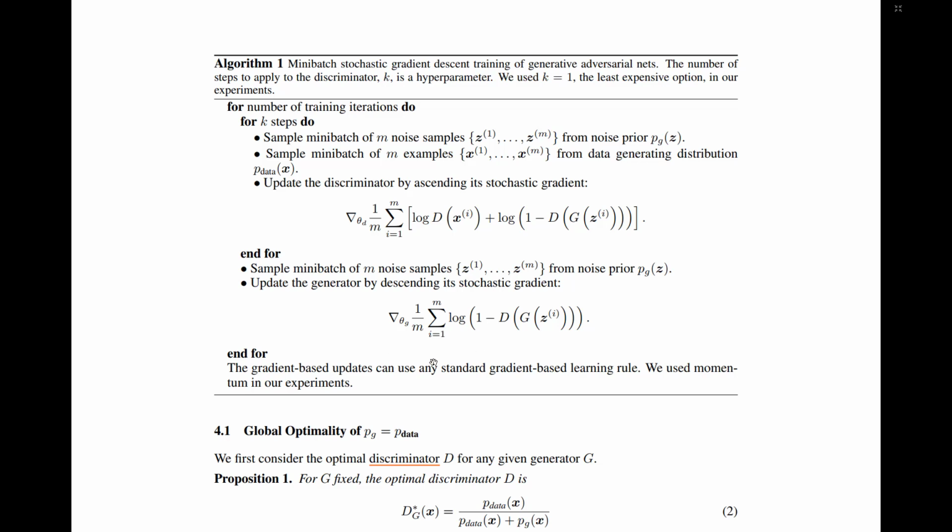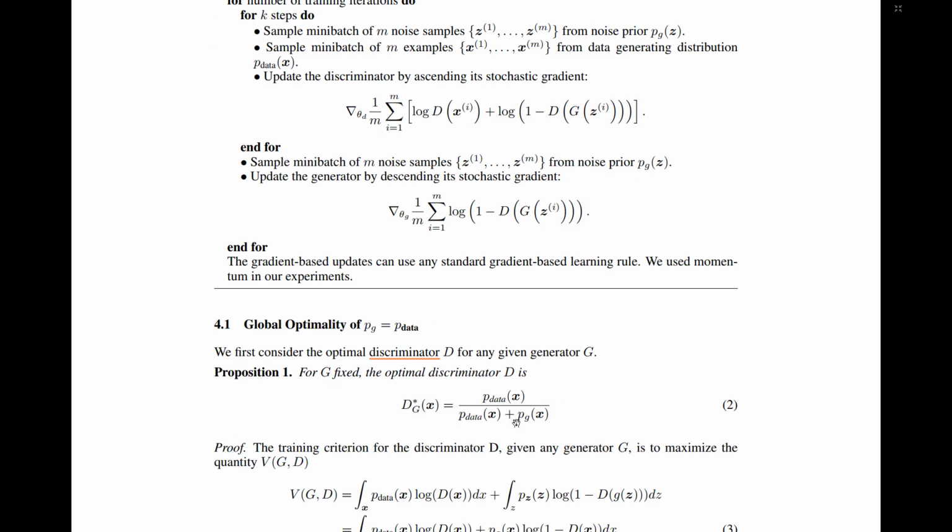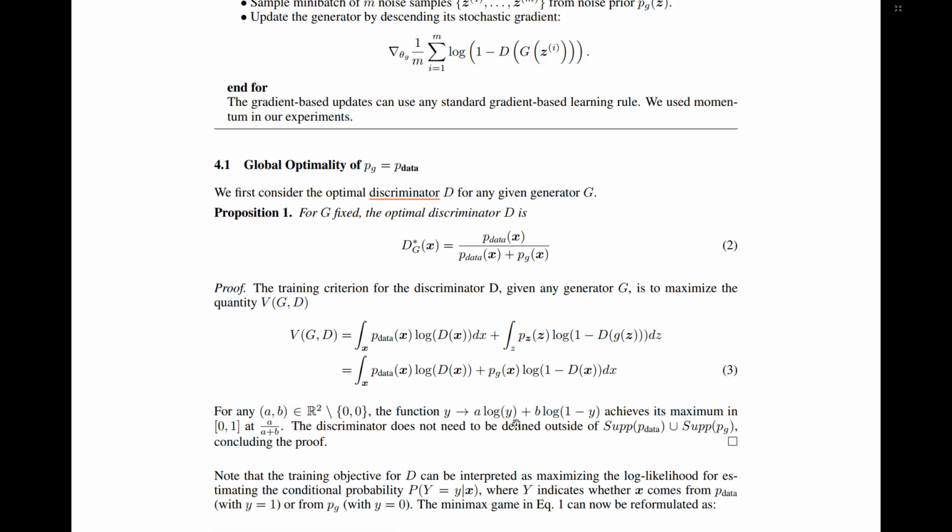So this is how the original GAN algorithm was built. Now let's look at some other important points to note, like the fact that for a fixed G, the optimal discriminator D is p data of x divided by p data of x plus pg of x. We shall look quickly at the proof.